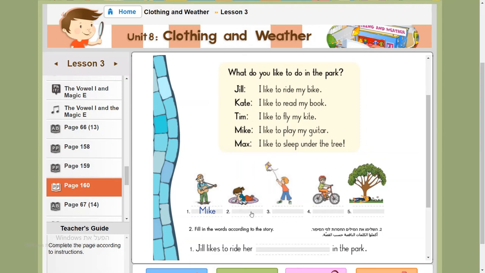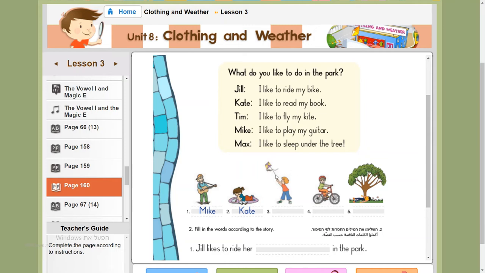Great, it's Kate. I like to read my book. Okay, Kate, I like to read my book. And this boy is flying the kite. Excellent. Flying the kite. ضفنا ing بالجمال. Playing the guitar. Reading a book. Flying the kite.